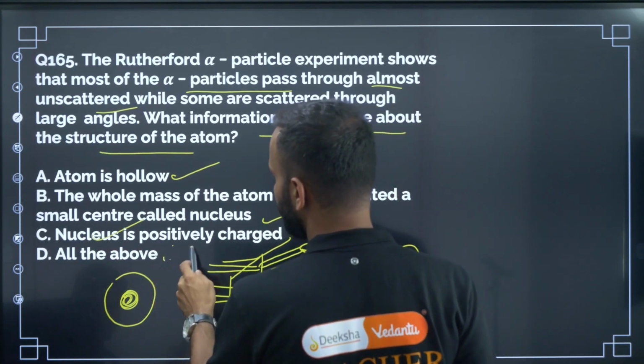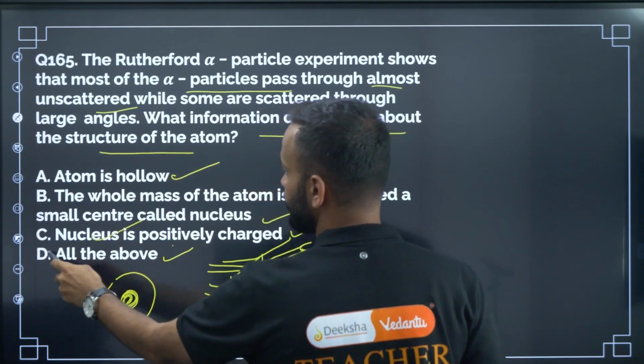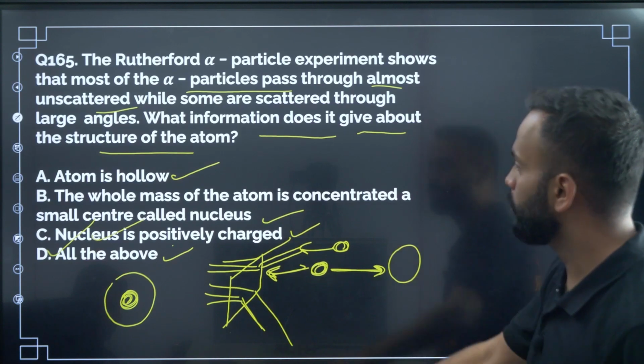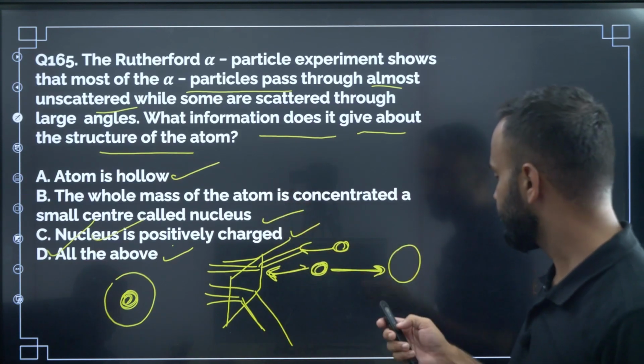So option D, all of the above. The correct option is D. All of the above options are correct.